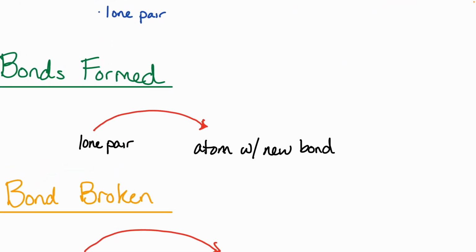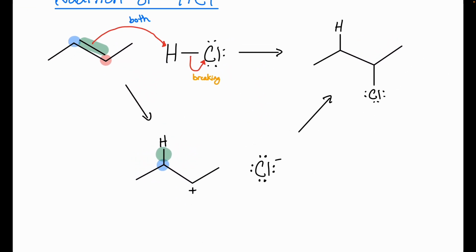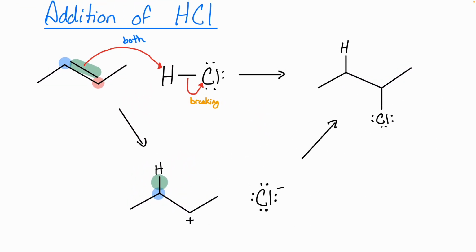We need to start at a lone pair, and we need to end at the atom that's accepting that pair of electrons. All right, so where am I going to start my arrow? At a lone pair. The only option here actually is that chloride. And I'm going to end at that carbon that's accepting that new pair of electrons. Okay, so now we have this bond.